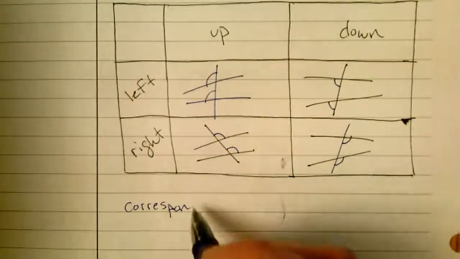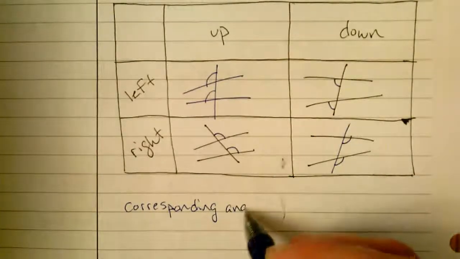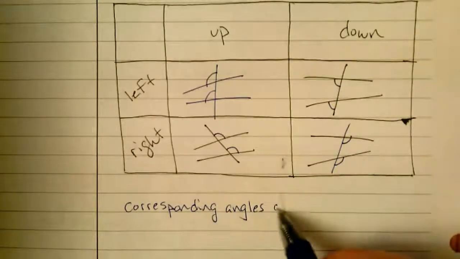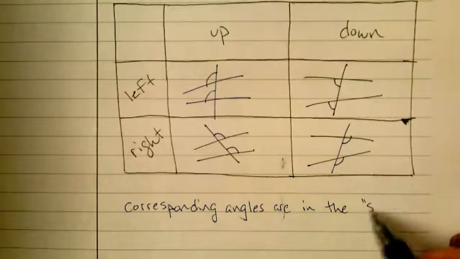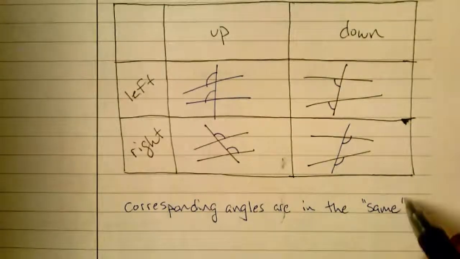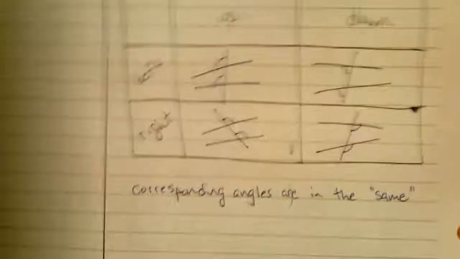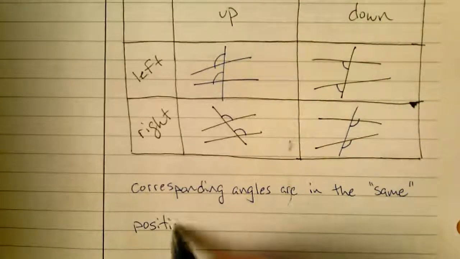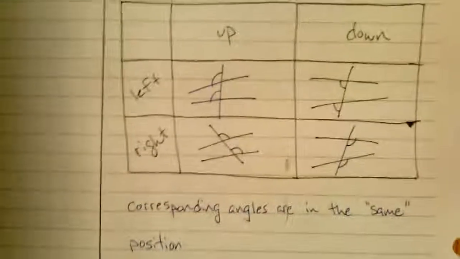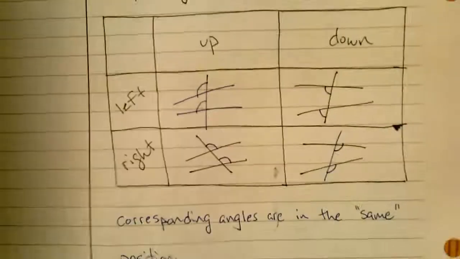Okay. So, corresponding angles are in the "same" — I'll put that in quotation marks because they're not exactly the same — but you get what I mean. I guess we would say the same relative position. So those are the different positions we can take up.